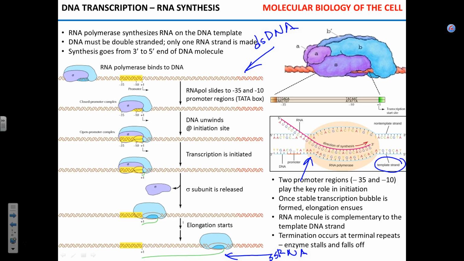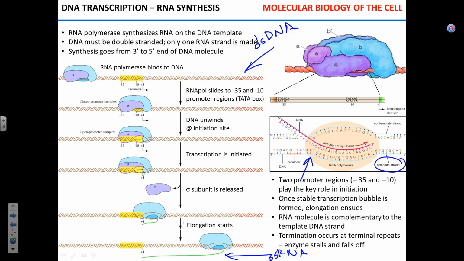It turns out transcription in bacteria, in archaea, or in eukaryotes, transcription always requires a double-stranded DNA molecule. Does that make sense? It's really an important, fundamental concept.